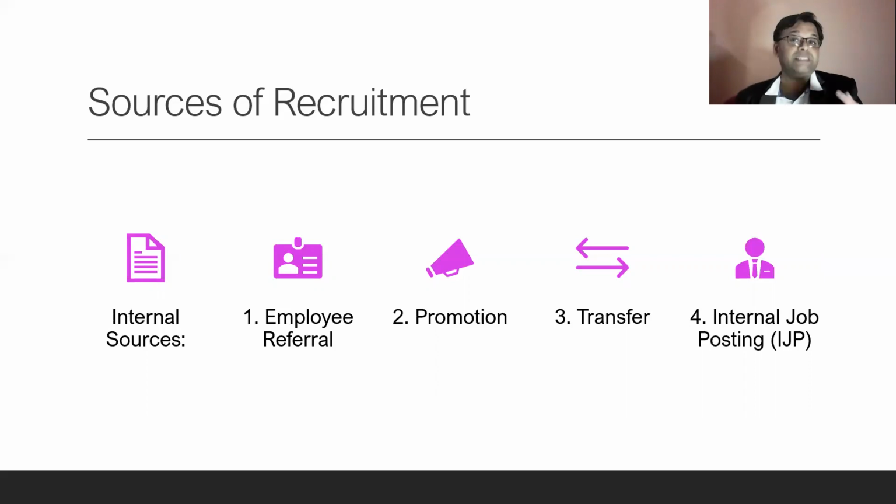And of course there is some incentive also. If you are referring somebody, and that person gets selected and joins the company, you will get some benefits. It might be a financial benefit, it might be a non-financial benefit, right?